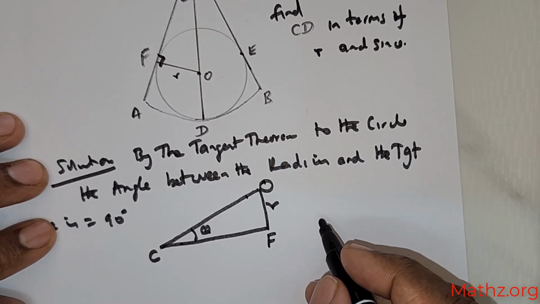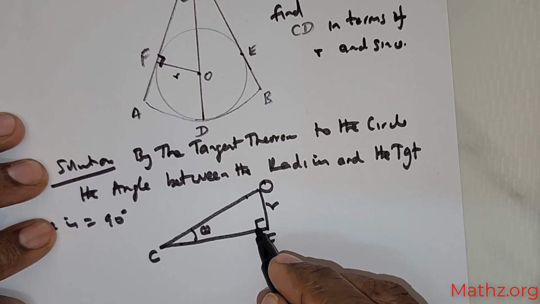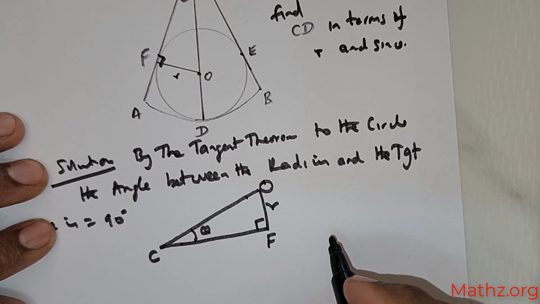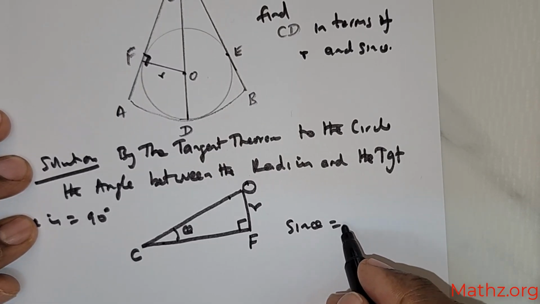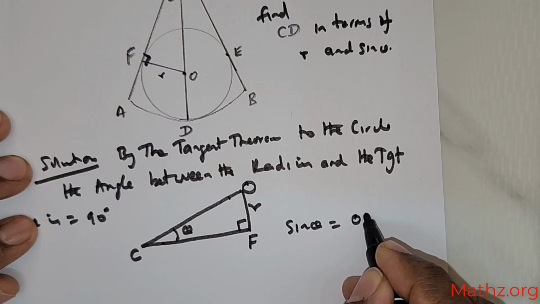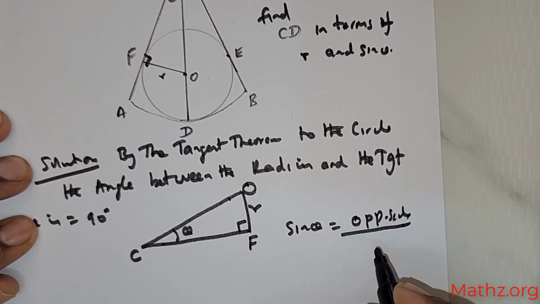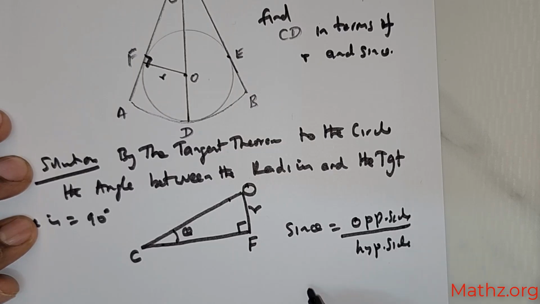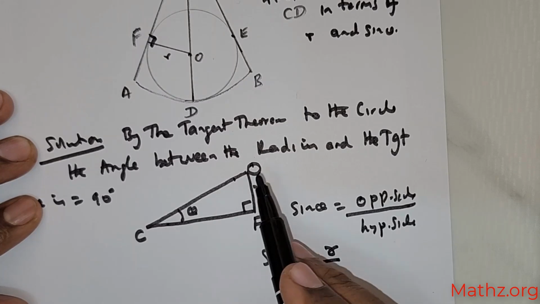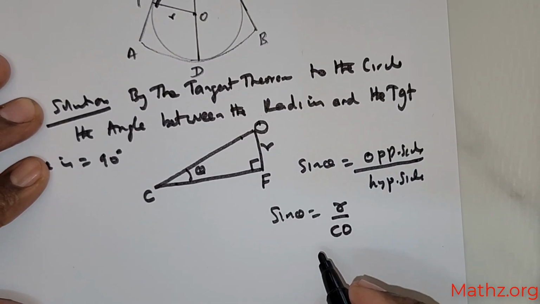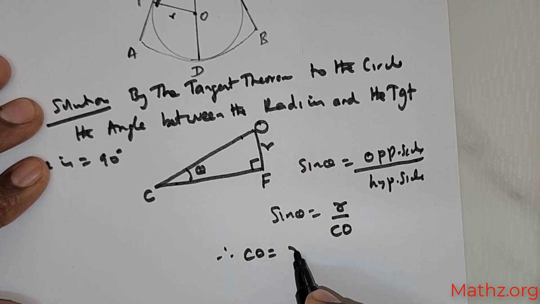Now, if I were to utilize the trigonometrical ratios, then I would go with the following sine theta ratio. Now sine theta is opposite side divided by hypotenuse side. So sine theta, opposite side is R, my hypotenuse is CO. So therefore CO is equal to R over sine theta.